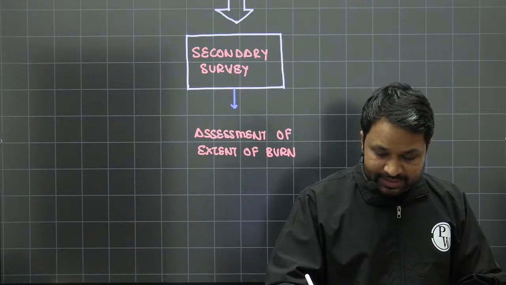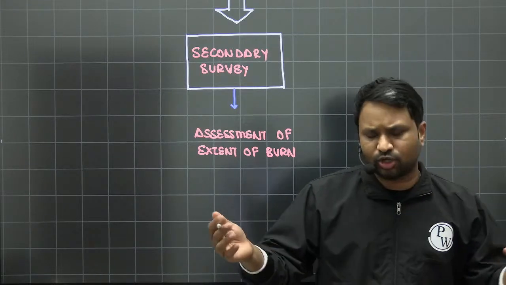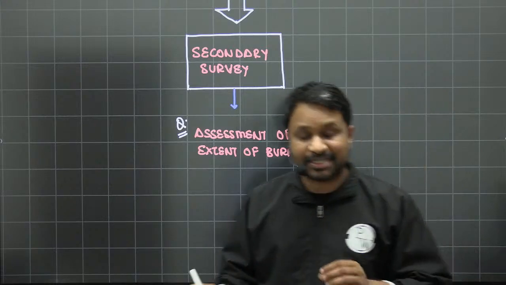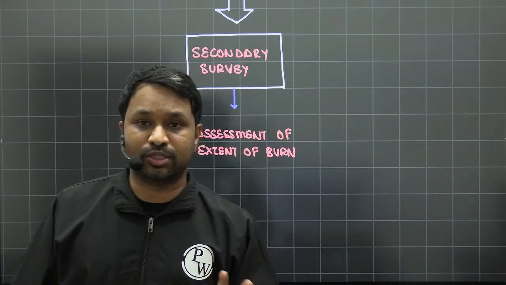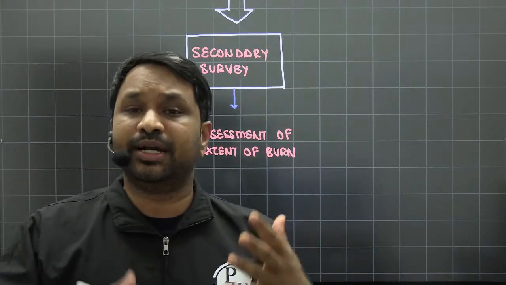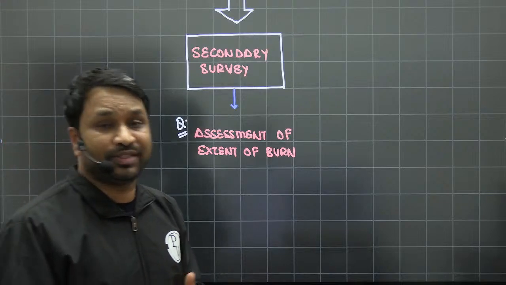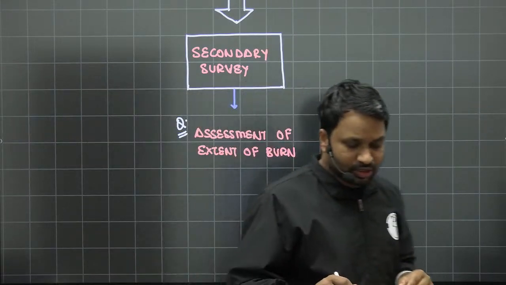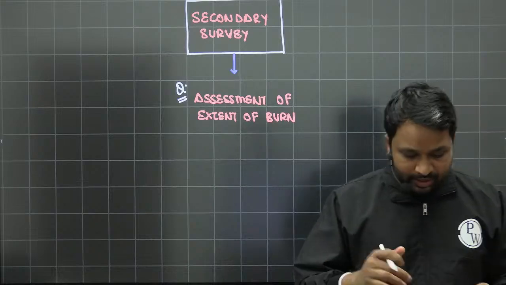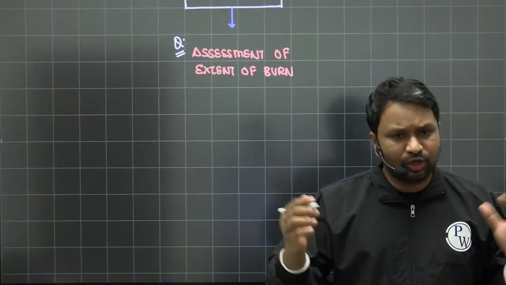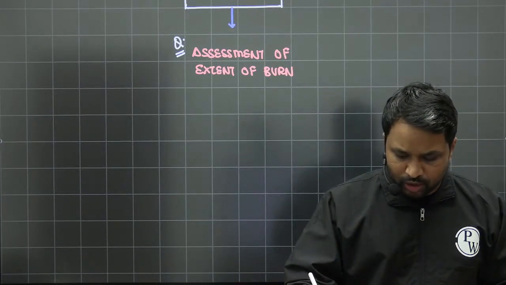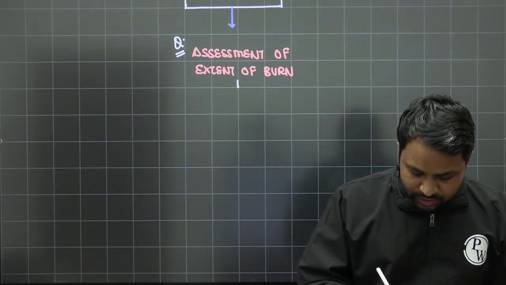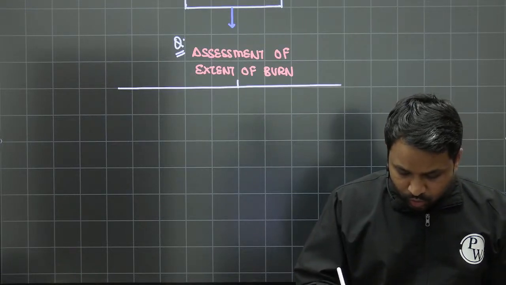In fact, this has been an exam question, a competitive exam question: in which part of the survey is the assessment of the extent of the burns, or percentage of body surface area burnt, evaluated? It is evaluated in the secondary survey. Now, in the assessment, we will look for the total body surface area burnt. We'll talk about how we do it, but for now, remember that once you have done the assessment, I can get back to two components.